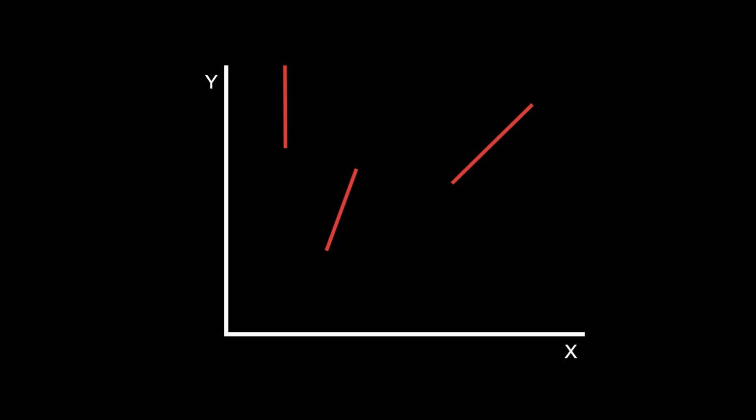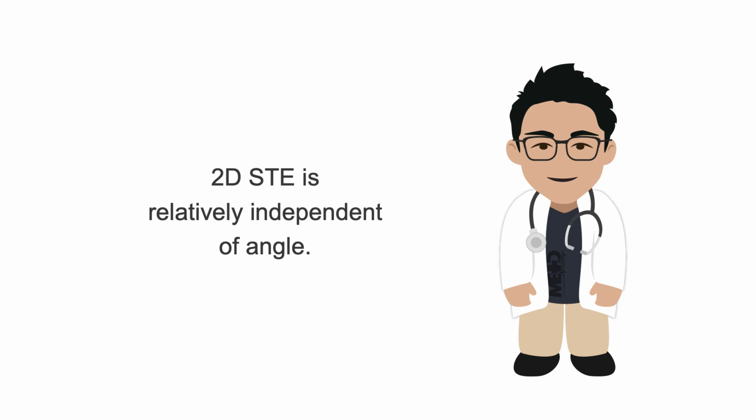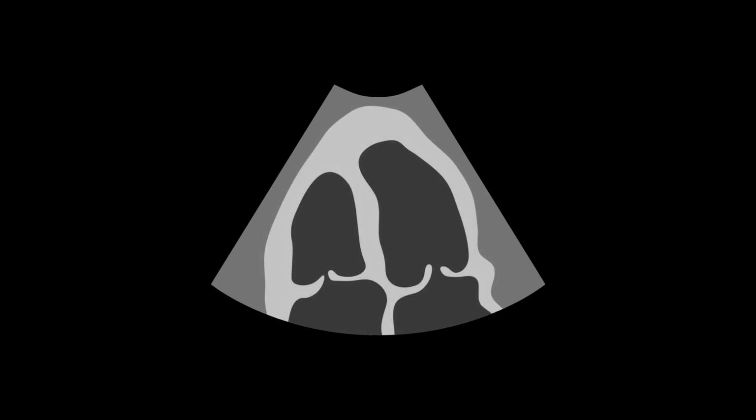Because STE tracks these speckles in two dimensions along the direction of the myocardial wall, and no Doppler measurements are required, 2D STE is relatively independent of angle and thus more reproducible, which is one of the key advantages over TDI. However, because this modality is tracking individual speckles along the 2D image, it requires high-resolution images. It is also very important that the entire left ventricle, myocardium, and apex are clearly visible in the required apical images for proper speckle tracking.